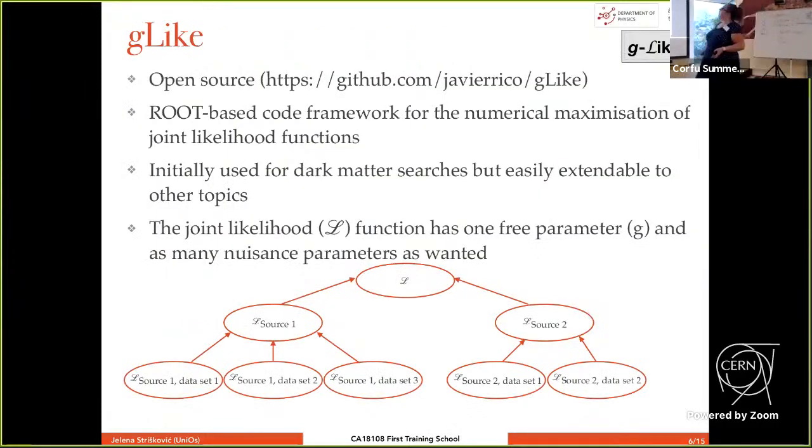So I use this code called Gammapy-like, G-like. It's open source. It's a ROOT-based code framework for the numerical maximization of joint likelihood functions. Mainly, it was used for gamma ray dark matter searches, but it could be extended to some other topics. Here, what we have is this joint likelihood. This function has one free parameter that we want to constrain, and as many nuisance parameters as you wish, or as your statistics allow you. So what's the big deal about this?